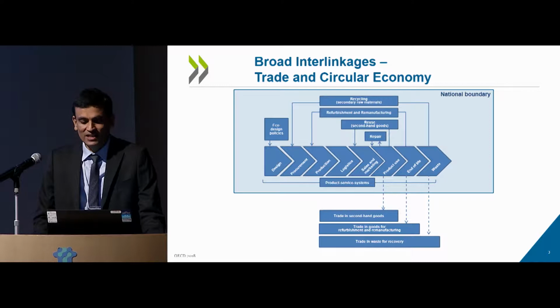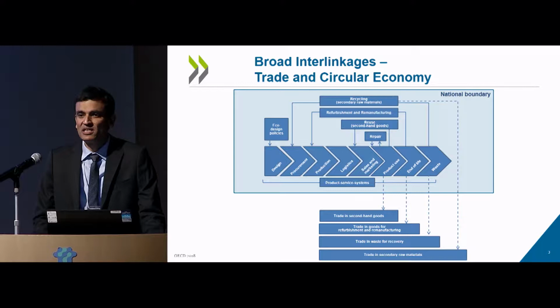And then trade in secondary raw materials. So there are a number of trade flows which are linked to various stages of the circular economy model. Here, I'm just talking about flows outwards, that is exports, but you could also think of imports at various stages of the cycle. And then of course, trade in services.